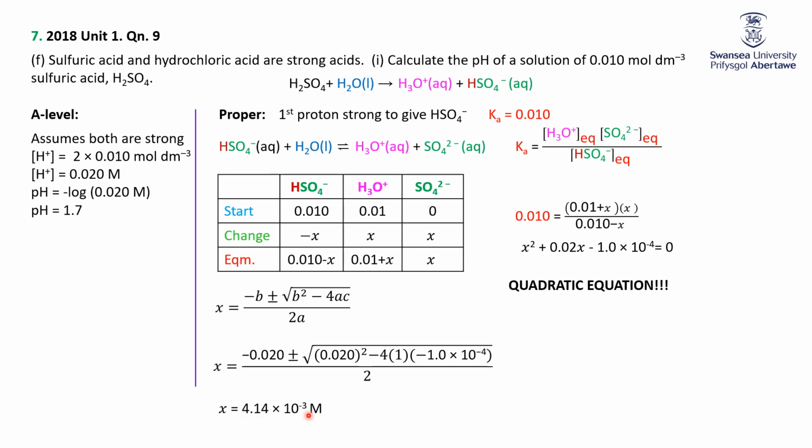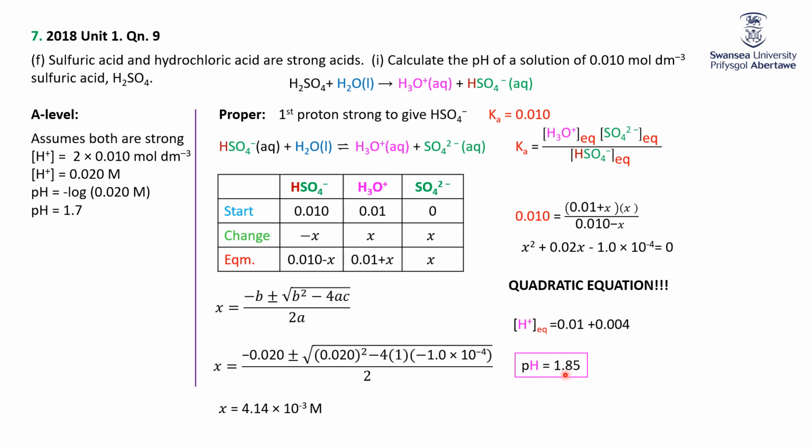Now at this point, there are those who would say, whoa, that was fun, wasn't it? Let me take minus the log of that. You can't do that. You always have to go back and refer to the ICE chart. The H3O+ concentration, or H+ concentration, is the 0.01 that was there at the start, plus the 0.004, which is this 0.00414. And the pH is 1.85.